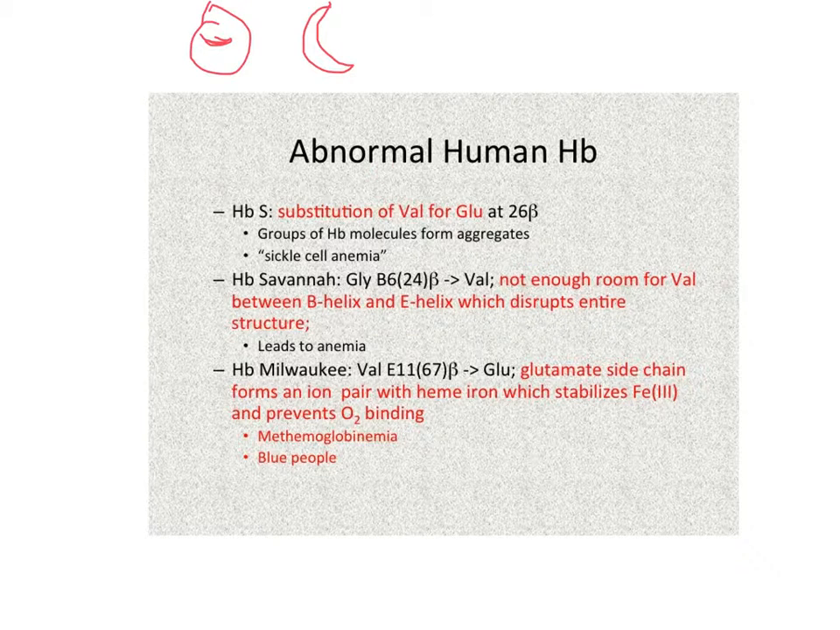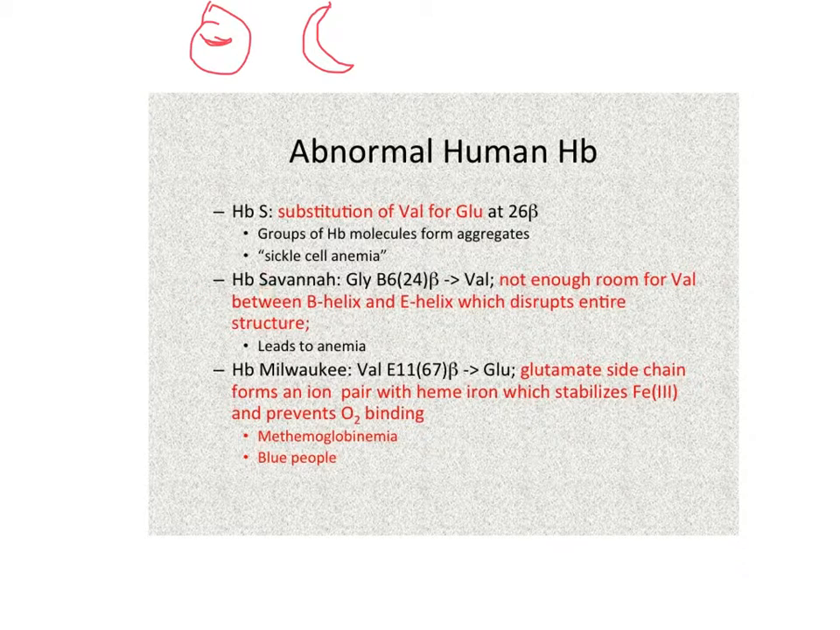It's negatively charged, and valine is branched and nonpolar. It's a branched chain amino acid. So because of this, wow, it completely affects the shape of the blood cell.